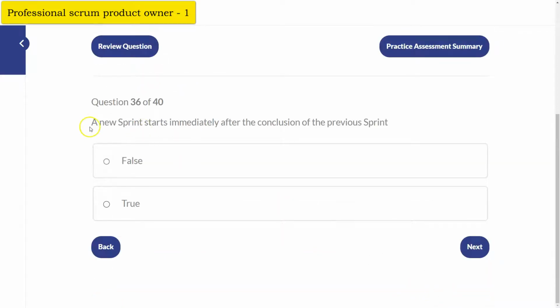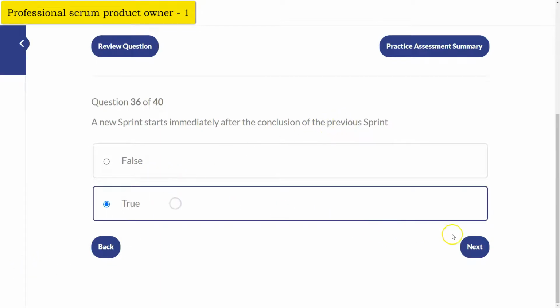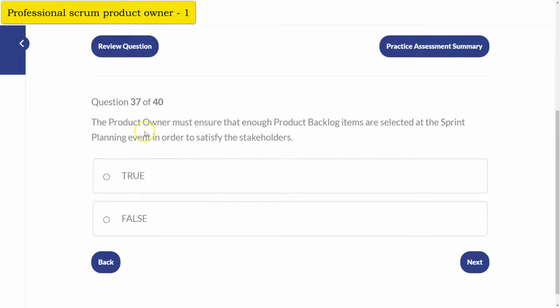Alright guys. A new sprint starts immediately after the conclusion of the previous sprint. True or false? So the answer is true. Next question.